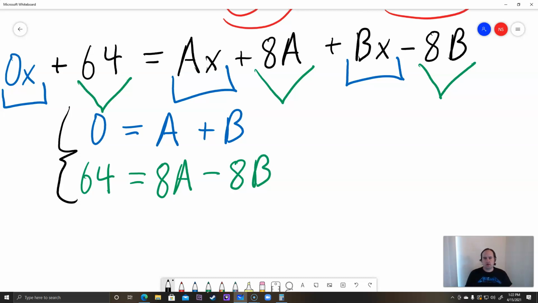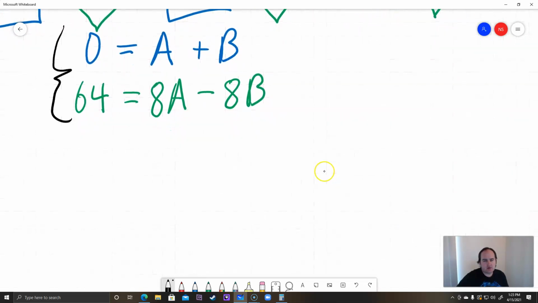Now what do we do from here? Well, if you watch my other videos on partial fractions, now you need to actually solve and figure out what A and B are. So we solve this system of equations. With this one, probably the easiest way to solve it for me would be just doing the addition method. So I'm going to go ahead and multiply the top equation on both sides by 8.